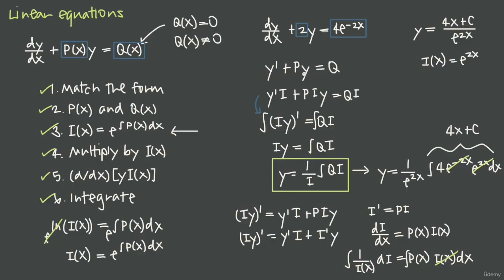Now, obviously going forward, to find the solution like we did here, this general solution y equals 4x plus c over e to the 2x, we don't need to prove the value of this integrating factor. We can just remember this formula e to the integral of p of x dx as the integrating factor value, and we can then quickly work through these steps in order to find the general solution.